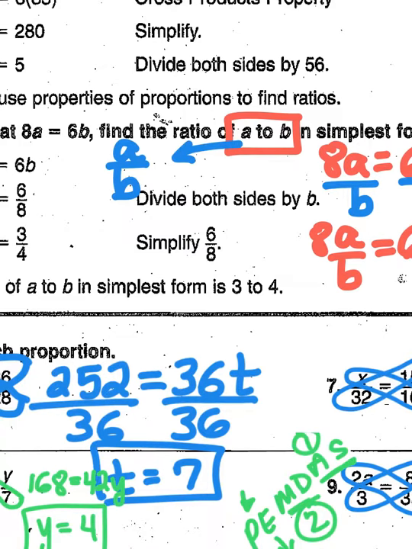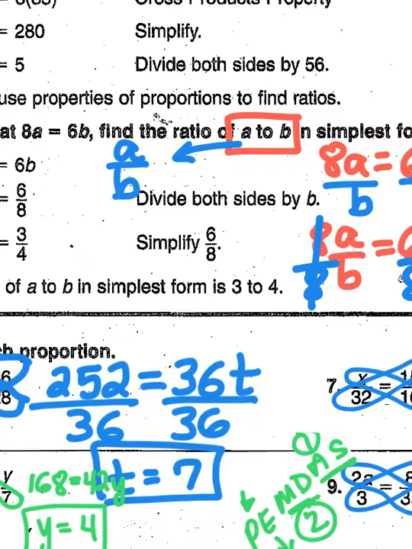And now I only want the a over the b like that. I don't want the 8. The 8 is multiplying the a. How do I get rid of the 8? You divide. So you divide both sides by 8. That way you can eliminate that 8. And then it would be 6 over 8.